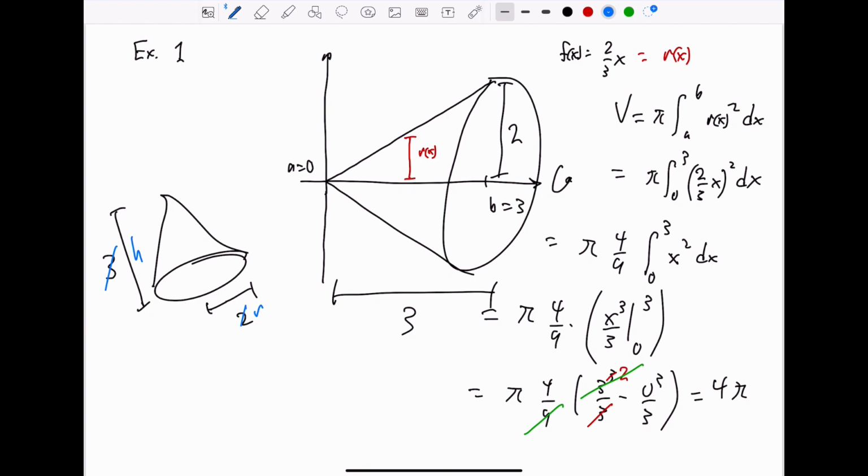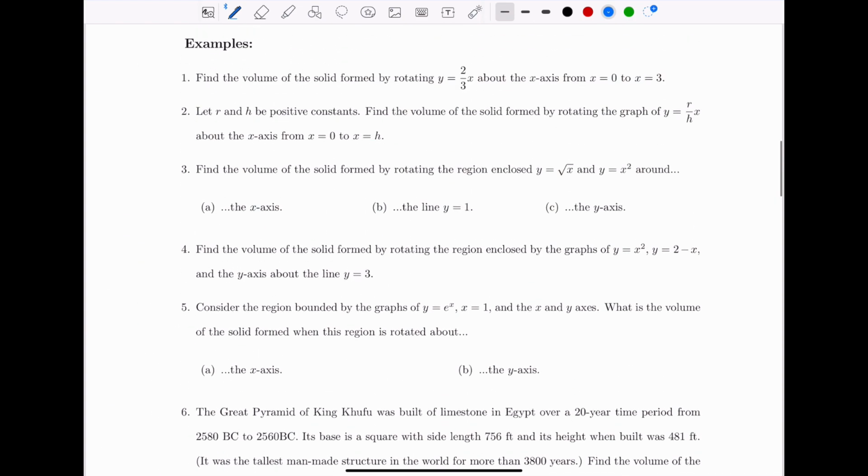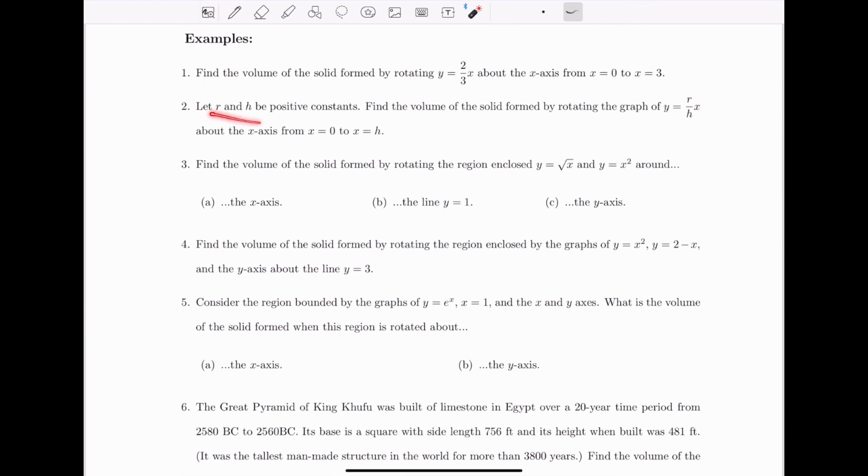This is example 2. Example 2, we take r and h to be positive constants, and we find the volume of the solid formed by rotating the graph of r over h times x. This is again just a line with a slope of r over h, but when we integrate from 0 to h, we will have a cone with a radius r and a height h. Let's solve this in general.